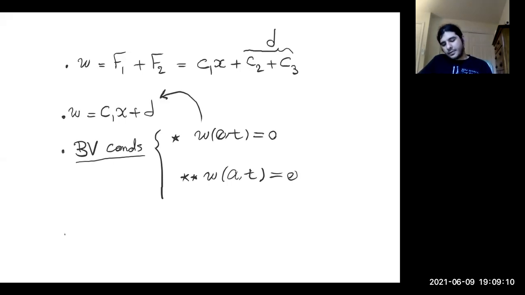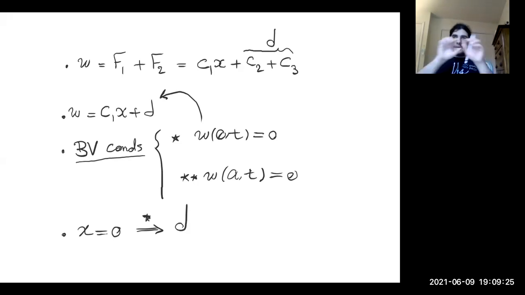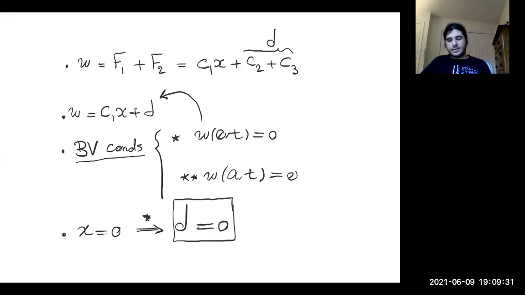So if x is equal to 0, we have the first condition, star. So w would be c1 times 0 plus d, which is just d. And the equation star says this should be equal to 0. Therefore, d is 0. Great. That tells us w is c1x plus 0.